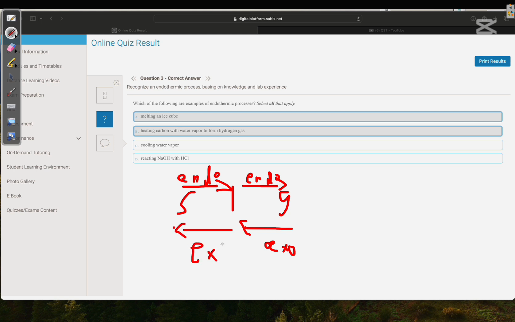Heating carbon with water vapor to form hydrogen gas. This is something to memorize as well. Cooling water vapor is going from gas to liquid, and it's exo. Reacting NaOH with HCl is a neutralization reaction where acids react with bases, and that's exothermic.